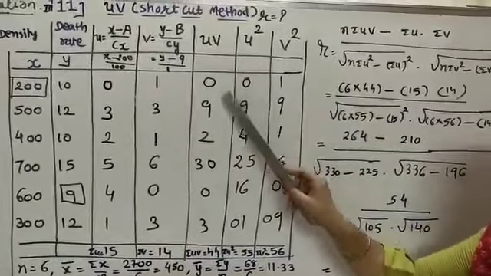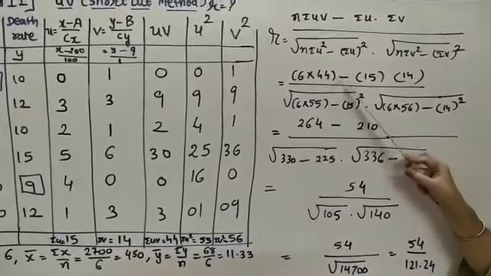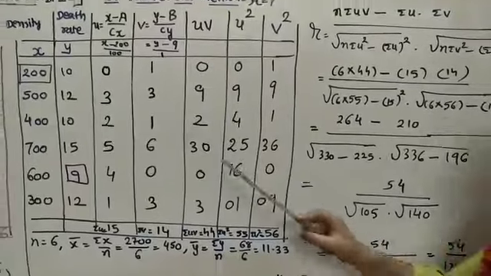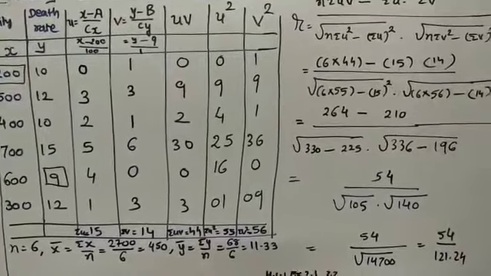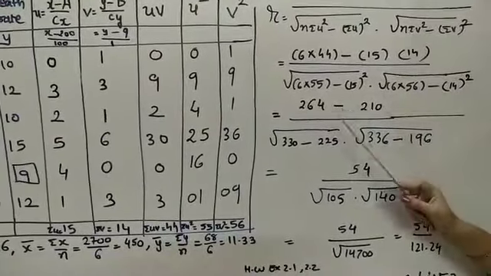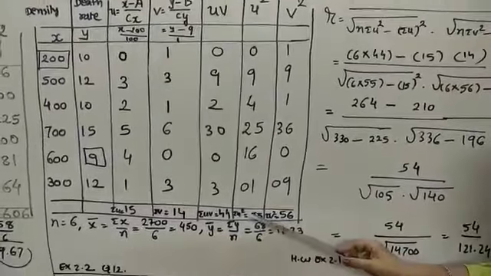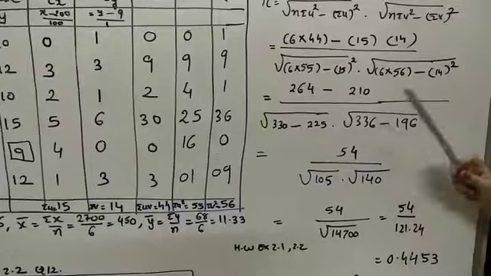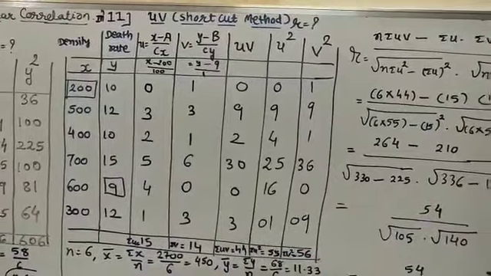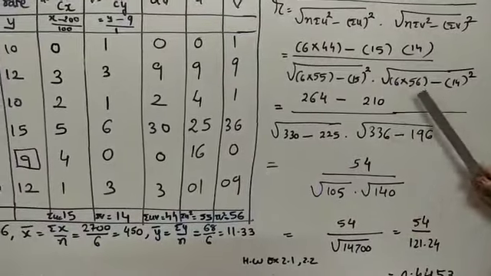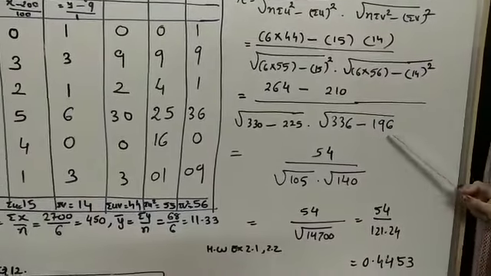See this sigma UV, that is this column, that is 44. So substitute over here 44 minus sigma u. What will be the answer of sigma u? 15. This is 15 and sigma v 14 upon n sigma u square. N means 6. Sigma u square, that is this 55, minus sigma u's whole square, means this column 15 whole square, 225. Same way, 56 into 6, 336 minus 14 square, 196.